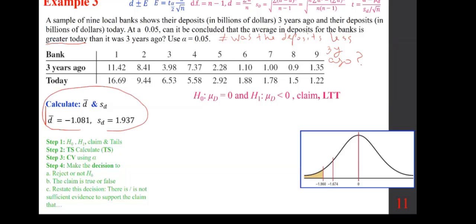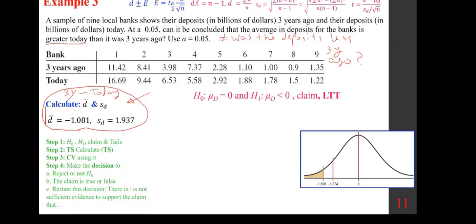Can anybody tell me what would be the difference in this calculation if we go with today minus 3 years ago instead of 3 years ago minus today? So what we have here is 3 years ago minus today. That's how we've done this calculation. Can anybody tell me those numbers, D bar and S sub D, if we calculate for today minus 3 years ago, what we would get? A positive number? Beautiful. Same number, positive. D bar is positive 1.081.